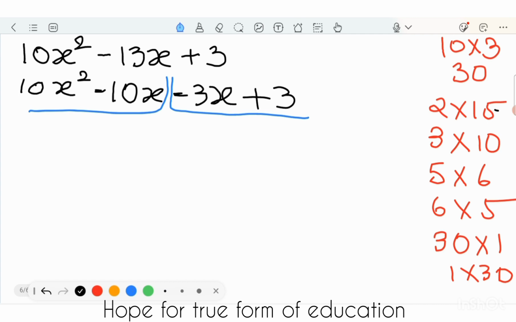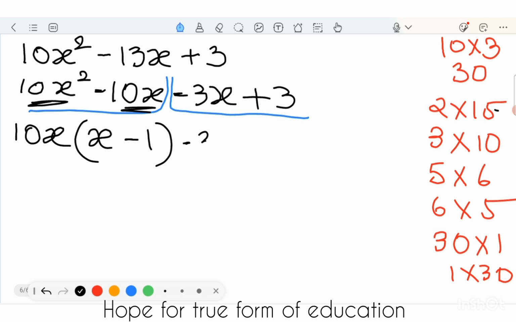Okay, so what do you have common in both of them? 10x into x minus 1. Okay, 10x into x is 10x square minus 10x. Here what do we have common in both of them again? Minus 3 is common in both of them. Minus 3 into x is minus 3x. We put minus here because if you put plus here it's wrong. Okay, minus into minus, it's plus. So whatever the term you have put here, you have to multiply it with this term so that you get the correct answer. So minus minus plus.